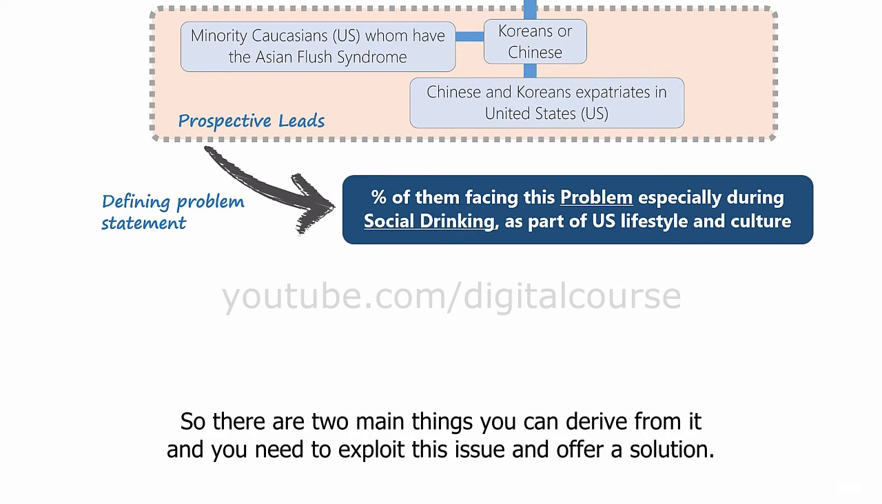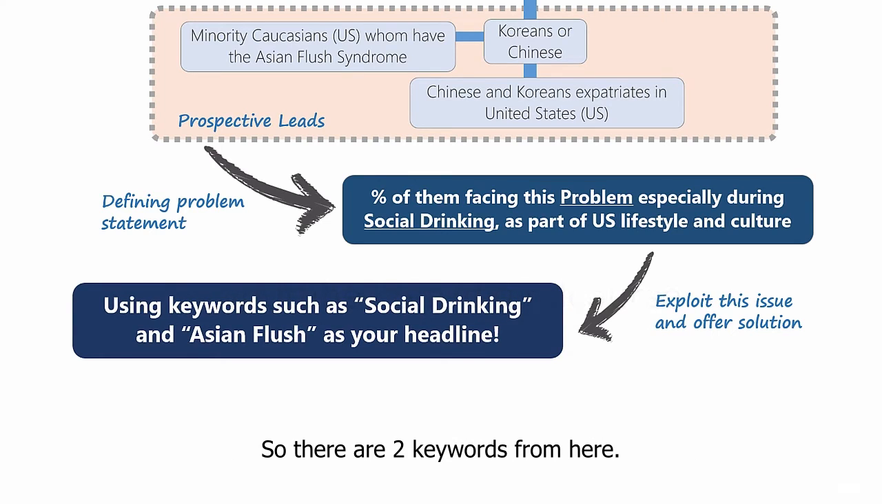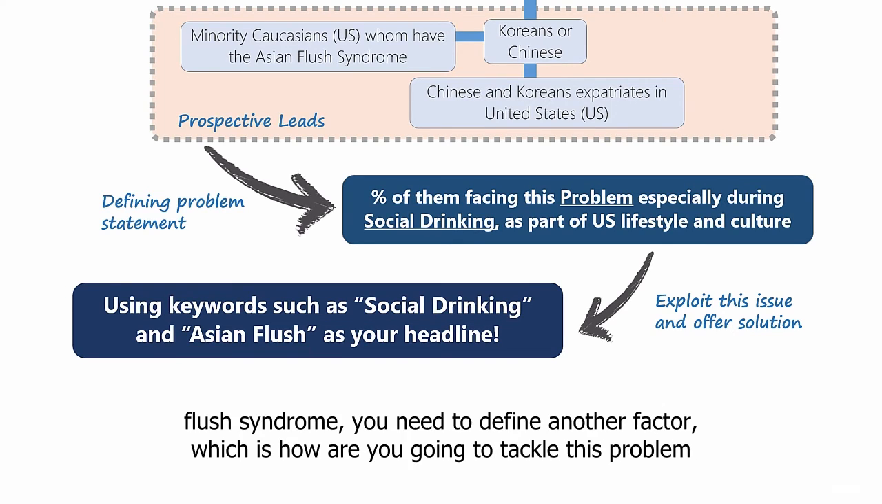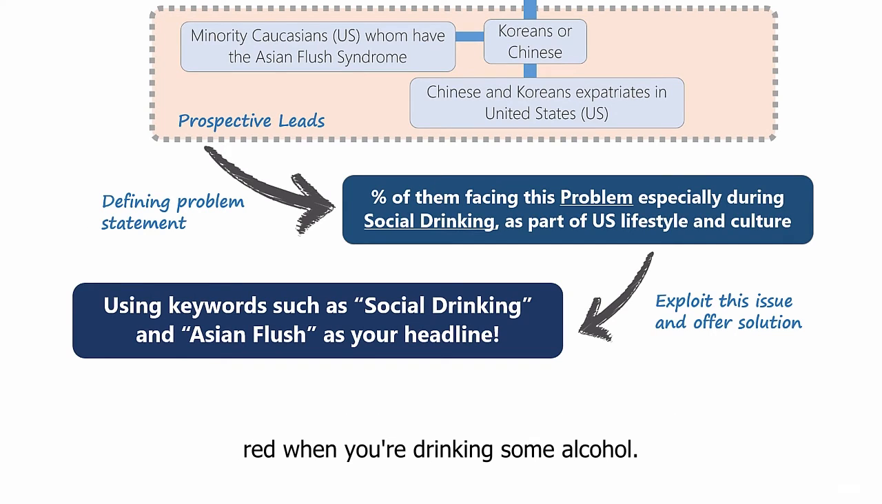So there are two main things you can derive from it, and you need to exploit these issues and offer a solution. So there are two keywords from here. One is social drinking and one is the Asian flush. So you need to use these two factors. Even though you try to tell them how you're going to solve the Asian flush syndrome, you need to define another factor, which is how you are going to tackle this problem during social drinking, how to avoid embarrassment during social drinking while your face turns red when you drink some alcohol.